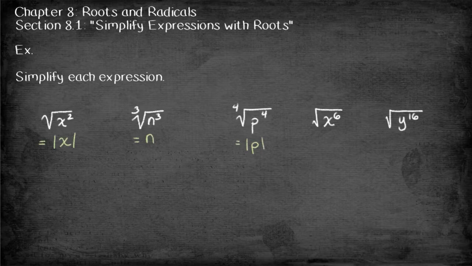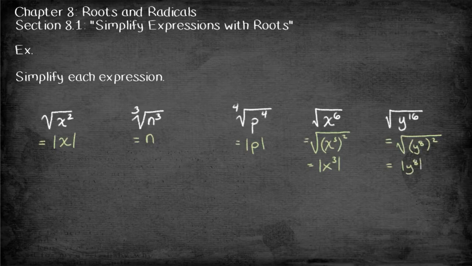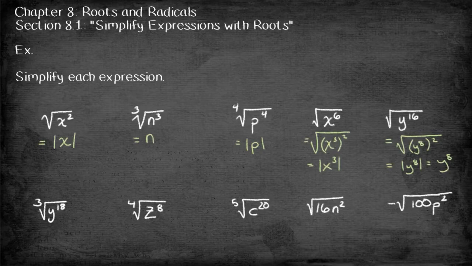Here we're taking the square root of x to the 6th. So it's worth noting here, x cubed squared. So now we have the square root of something squared. We need an absolute value. And we write our answer. This last guy here is equal to the square root of y to the 8th squared. So it ends up being the absolute value of y to the 8th. However, y to the 8th being an even power is always non-negative, so actually the absolute values aren't necessary, but they don't hurt anything. So let's keep on moving.